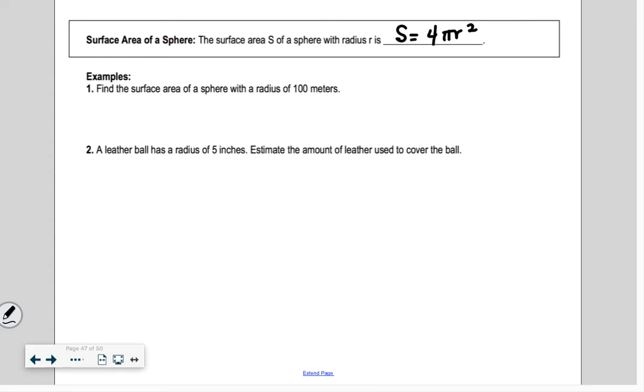So find the surface area of a sphere with radius of 100 meters. Our surface area is going to be 4 pi r squared. So 4 pi 100 squared. 100 squared ends up being a 1 with 4 zeros, so it's 10,000. So this ends up being 40,000 pi.